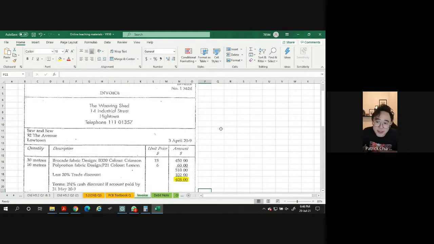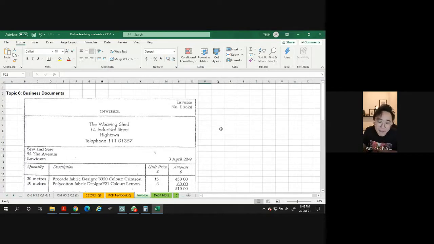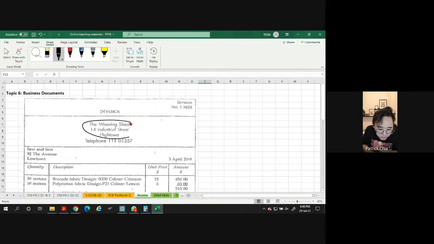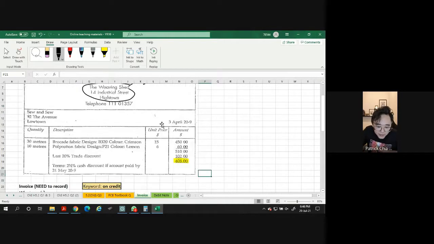Technically for documents, guys, there's one thing you all need to know. Every time when you see the name on top, for example, the weaving shed here, the name on top is always the sender, the one who issue, the one who send this document. The name is always on top. And then after that, you need to know which amount to take. So always take after list price, always after the trade discount. So very simple, just take the most bottom one. So that's the value.